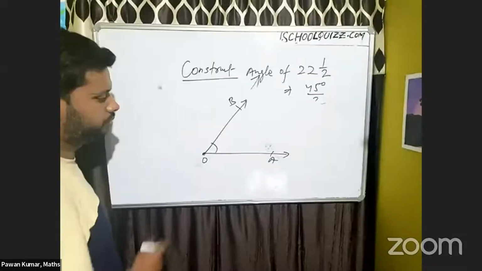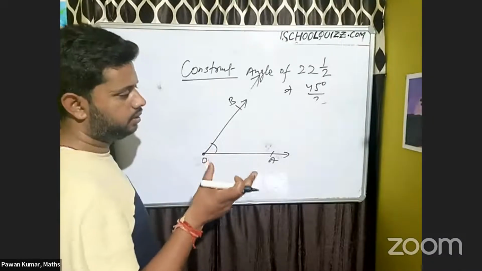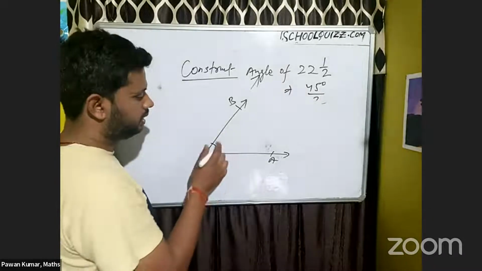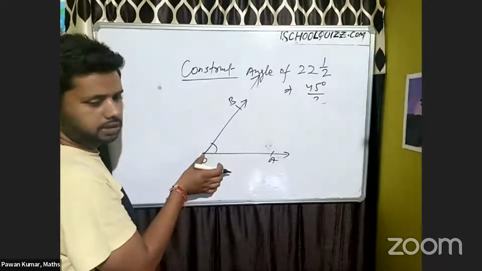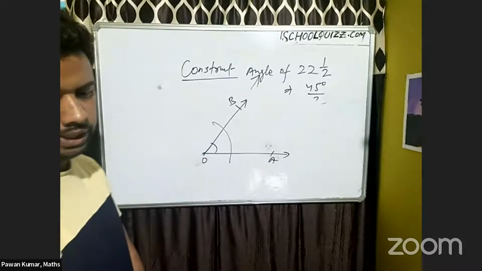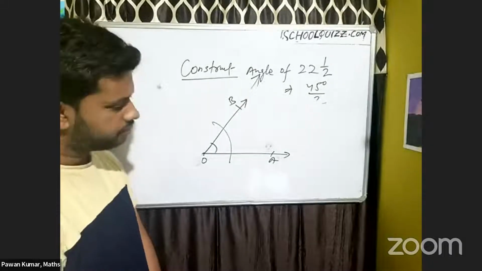Now what you have to do? कि कोई भी, anything, any size, just take a compass and take any size and draw one arc by keeping here this point, vertex point. एक arc draw करो, ठीक है? इनकी ये डिस्टेंस सेम हो जाएगा, ठीक है?